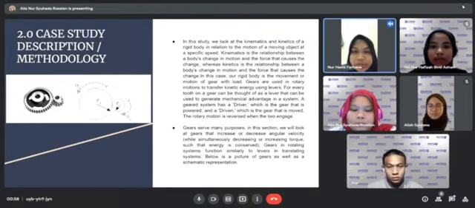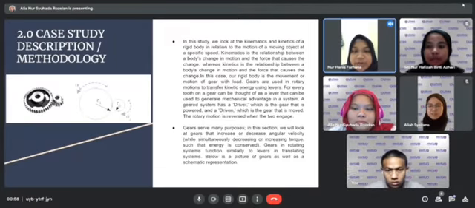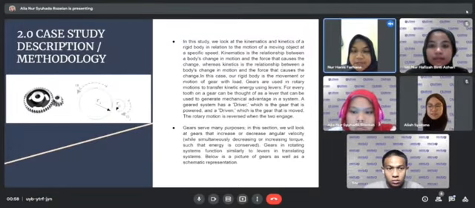Gears are used in rotary motion to transfer kinetic energy using levers. Every tooth on a gear can be thought of as a lever that can be used to generate mechanical advantage in a system. A gear system has a driver, which is the gear that is powered, and the driven, which is the gear that is moved. The rotary motion is reversed when the two engage.